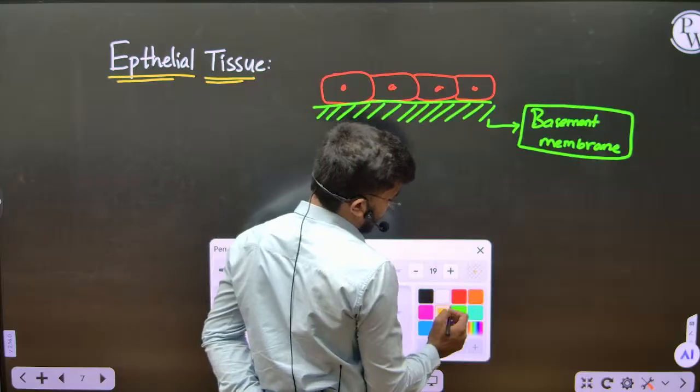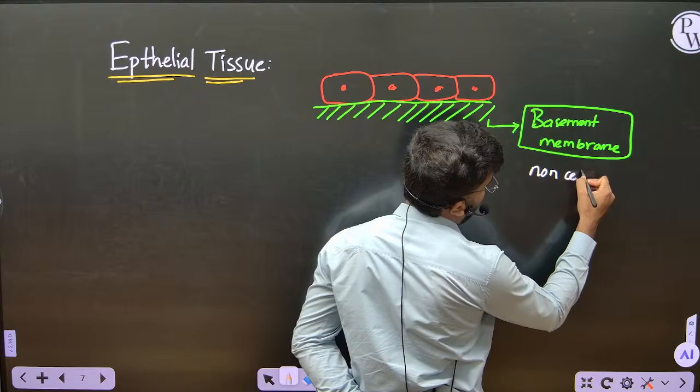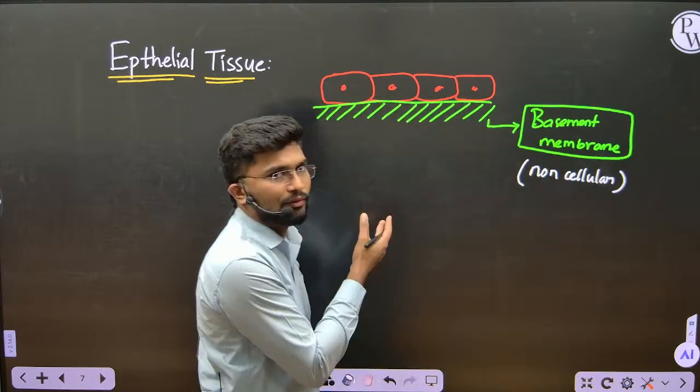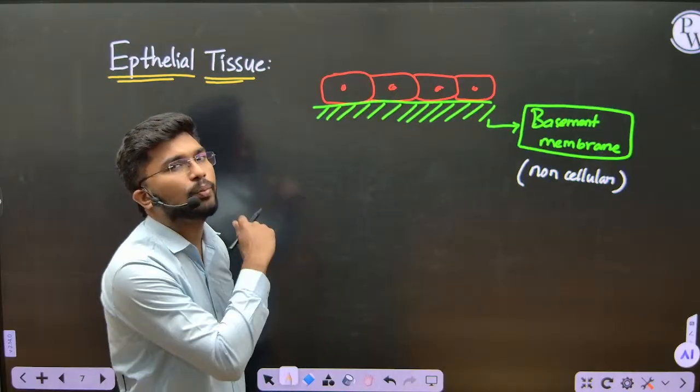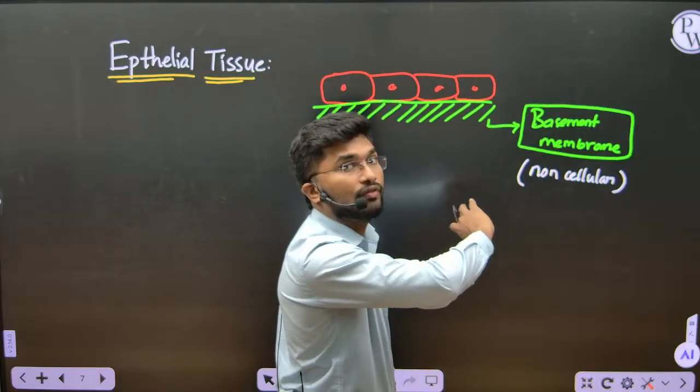Now, the basement membrane's properties are very important. The basement membrane is non-cellular. It is not made up of cells. Then what is it made up of? It is made up of proteins. Got it? So it is not made up of cells, it is made up of proteins.